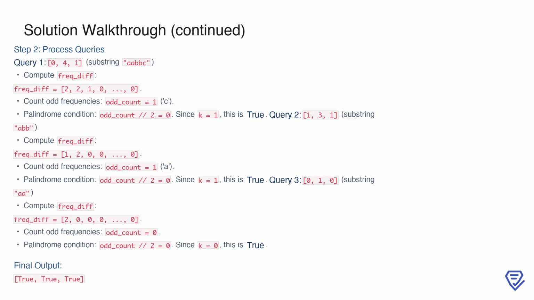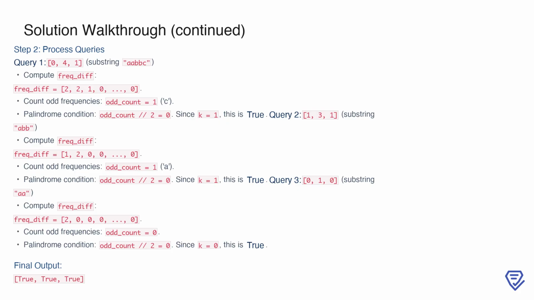For the first query, [0, 4, 1], the substring "app" has frequencies 2, 2, 1, 0, 0. The only odd frequency is for c, giving an odd count of 1. With k equals 1, the condition is satisfied, so the result is true. The second query, [1, 3, 1], evaluates "ab". The frequencies are 1, 2, 0, 0, 0, with an odd count of 1 due to a. Since k equals 1, this is also true.